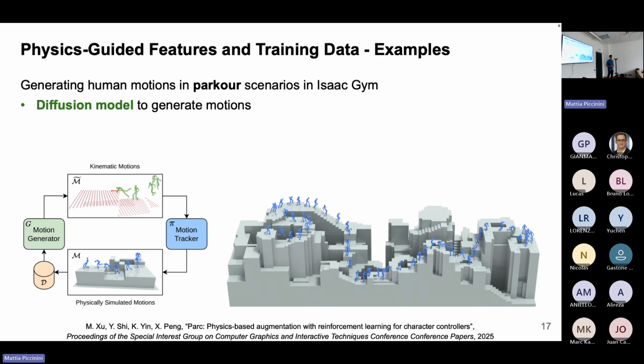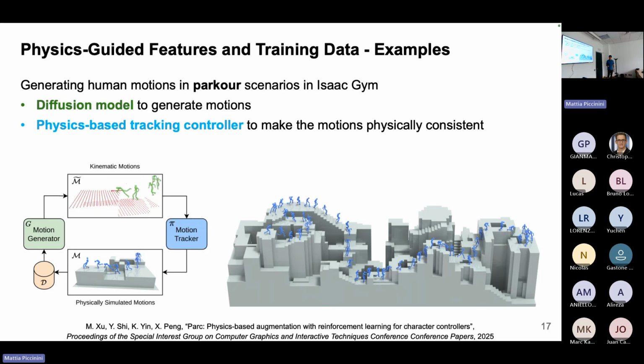Probably not. And indeed, what they're doing here is they are generating the motion with a diffusion-based model, but then they are using a motion tracker, a policy pi. This is simply a physics-based tracking controller. You can think of PID controllers, MPC, whatever type of physics-based controller to track the generated human motions and obtain as output physically consistent motion. So they were post-processing this motion with some tracking controllers to make it feasible.